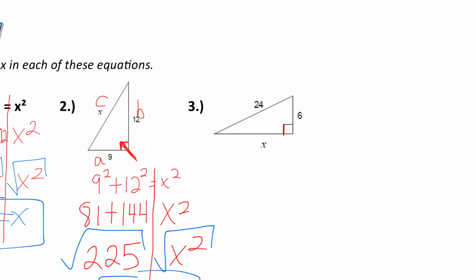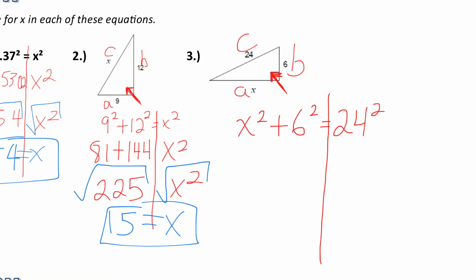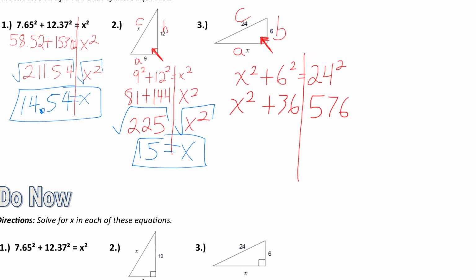Okay, now number 3. So again, the right angle mark right here is an arrow pointing to the hypotenuse. So which one is the C here? Is it 24? So we're going to have this as A and this is B. So x squared plus 6 squared equals 24 squared. All right, so x squared plus 36 equals 576.